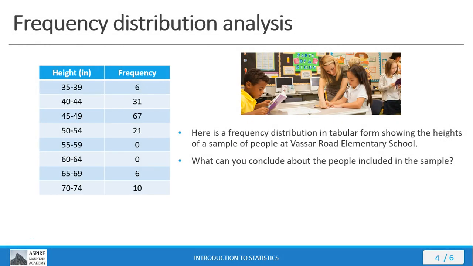Frequency distributions often allow for in-depth analysis. Let's look at this example here. This frequency distribution is showing the heights of a sample of people at Vassar Road Elementary School. So you got definitely one population here and another population down here, okay? Because here in the middle, you've got this gap. So what would actually explain the two populations here? What do you think?